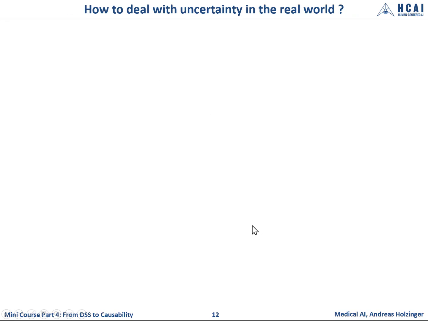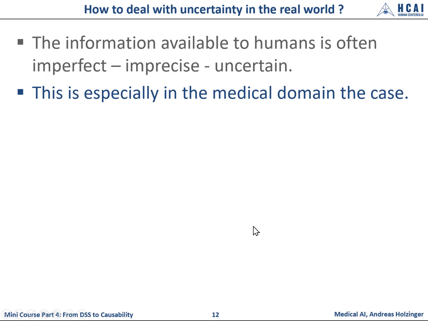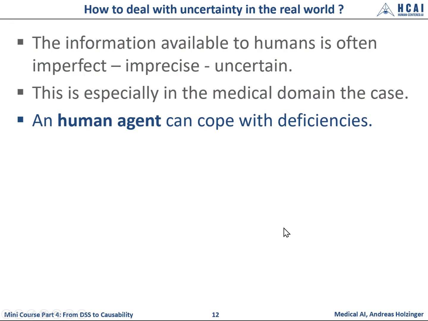So how to deal with uncertainty in the real world? This is the basic question. We are now already well aware of the notion of probable information, if you can remember our previous lectures. The classical problem now is that the information available to us, or to medical experts, to you, is often imperfect, imprecise, uncertain. And this is especially the case in the medical domain.